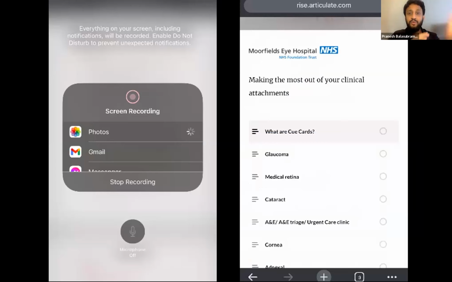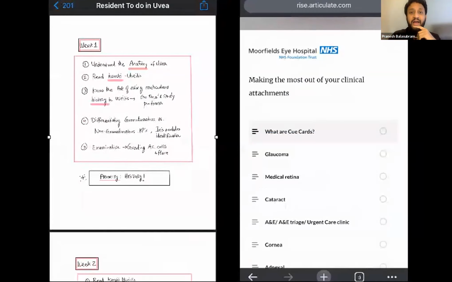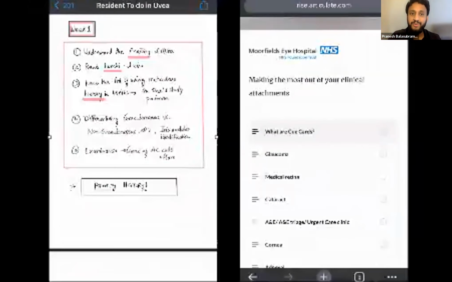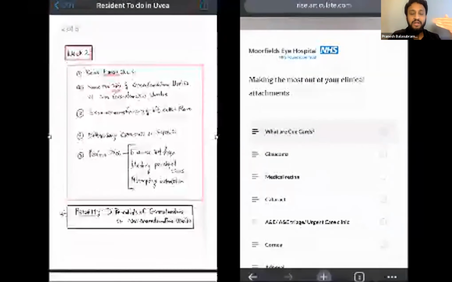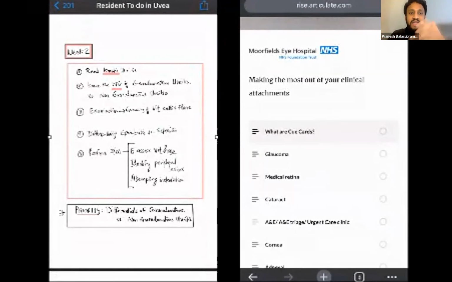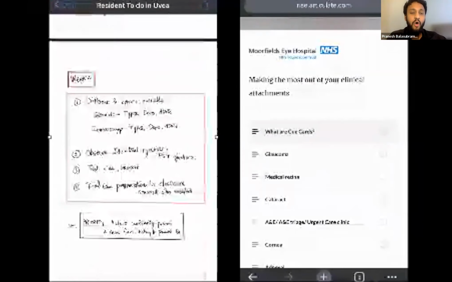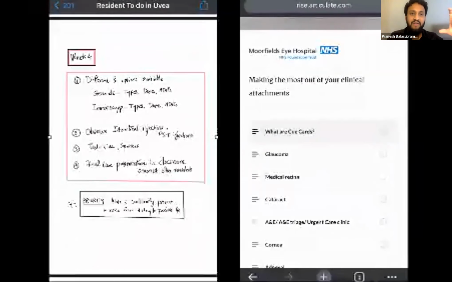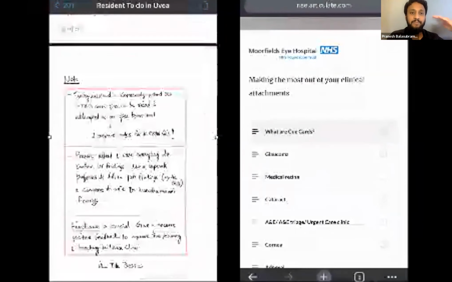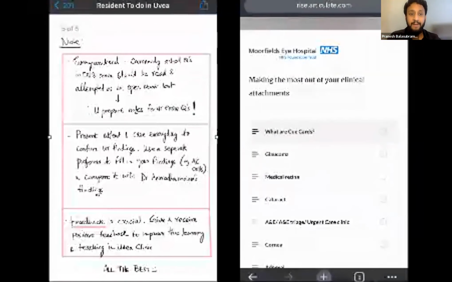So now I saw that we have two equal proportions. We have undergraduates, we have postgraduates, the audience of who we teach. Now this is one of the to-do lists which I made for my residents back in Aravind. So these are postgraduates. When they come to one particular specialty such as uveitis, I give them this week-wise to-do list. So they have to know they have to do all these steps. So every week they have very clearly laid out objectives or a plan.